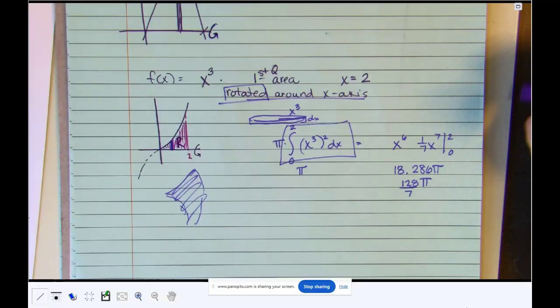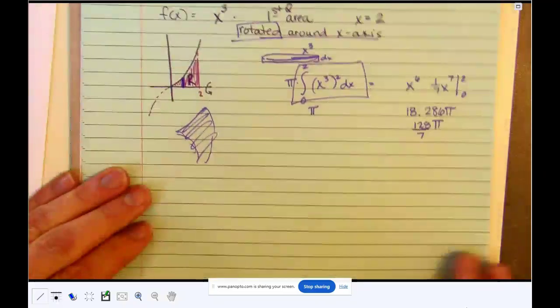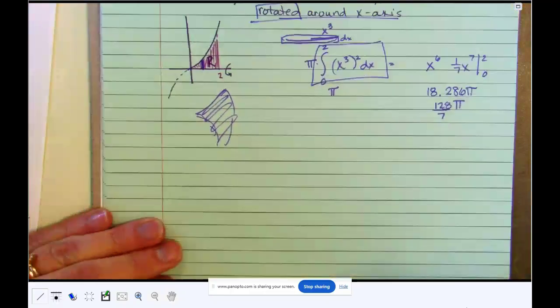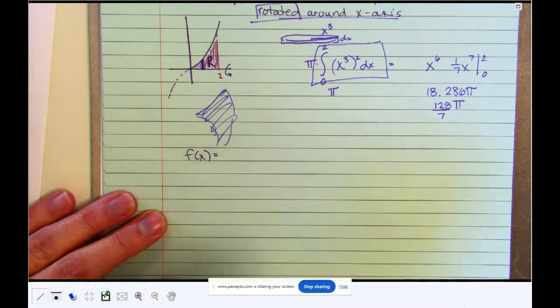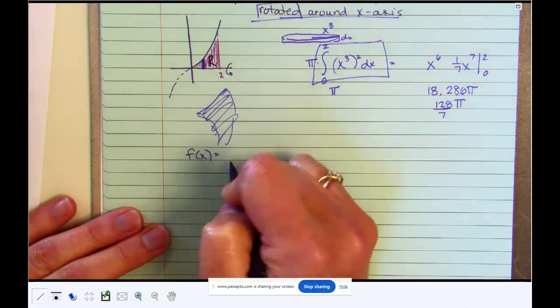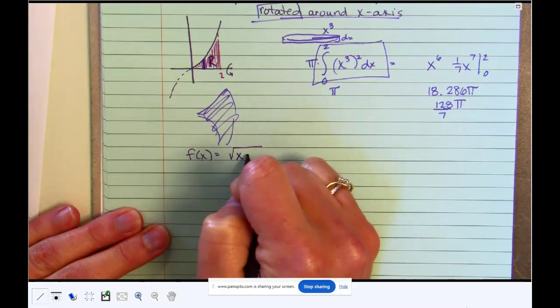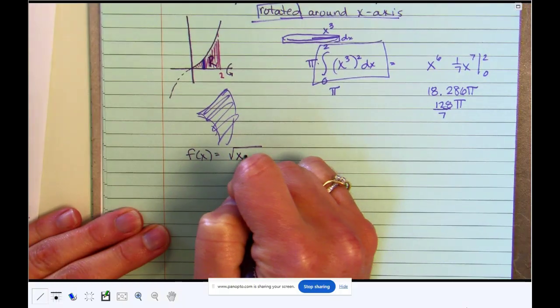Otherwise, is it AP test time? It is, right? Okay. So you guys try. Let's say f of x is equal to the square root of x minus 2.